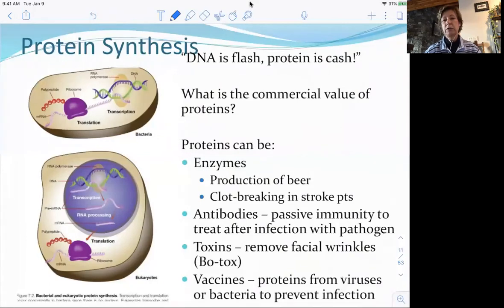So what is the commercial value of proteins? Well, we know proteins can be enzymes. So one place that we use them is actually in beer brewing. When you take the malt, the grain that we're malting, barley and so forth, contains a lot of starch. In order for the yeast to be able to ferment sugar, we need to break down that starch into individual sugar molecules. So this can happen during the malting process, the sprouting process, but we actually speed this up by adding the enzyme amylase.